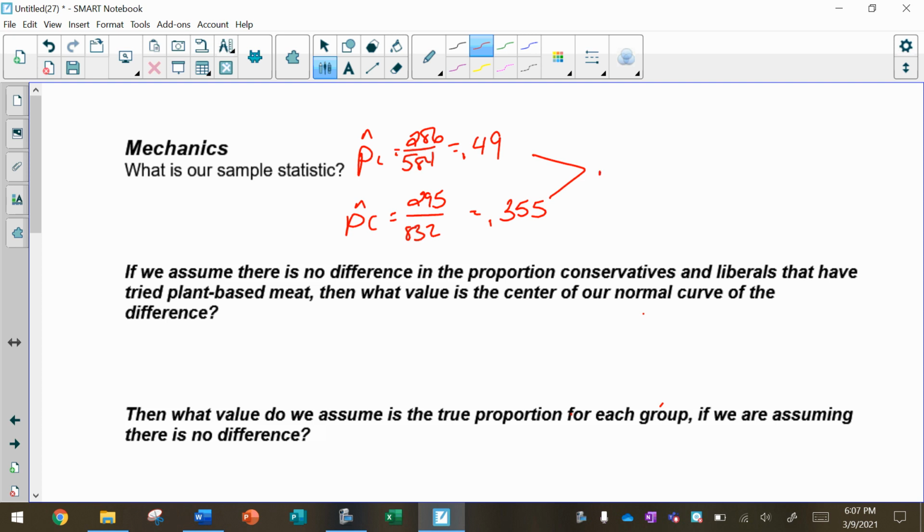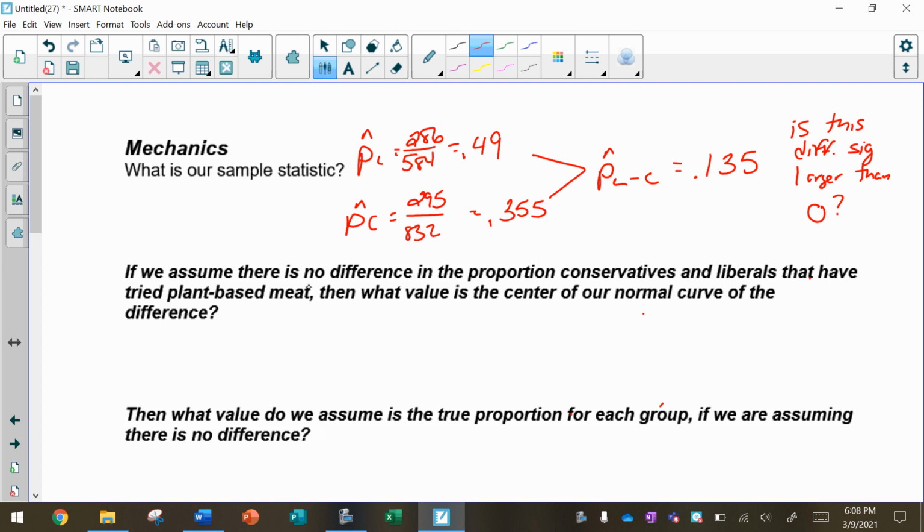Now this follows from our alternative. We're going to do L minus C. So liberal minus conservative is 0.49 minus 0.355. So we have a difference of 0.135. So the question becomes, is this difference significantly larger than 0? That's the question.